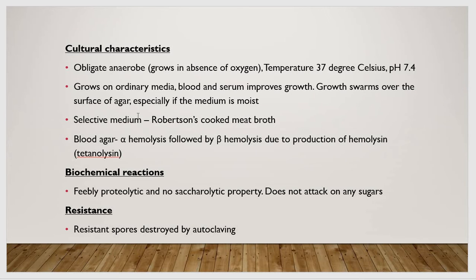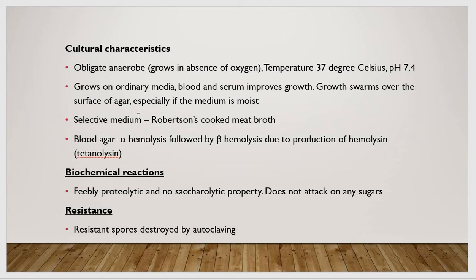Next, the cultural characteristics about it. Basically, this is an obligate anaerobe. It means that it grows in absence of oxygen and at a temperature of 37 degrees, so very well matching to our body temperature, and at a pH of 7.4. It grows on ordinary media. Blood and serum improves its growth. This is just to be memorized.